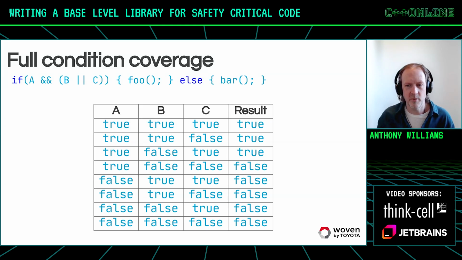But actually, there's only 2 outcomes that we care about. The overall condition is either true or false, and so though we've got a lot of those eight possibilities, they get reduced to 2 at the end. And obviously, if you've got 4 options, that becomes 16 different things to check, but you still only have 2 outcomes. So modified condition decision coverage is about reducing that coverage space.